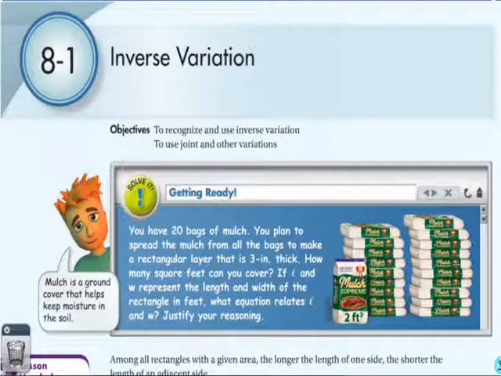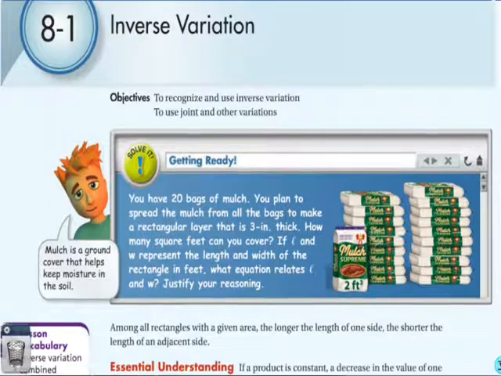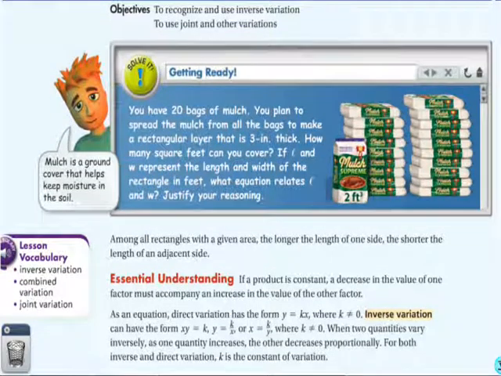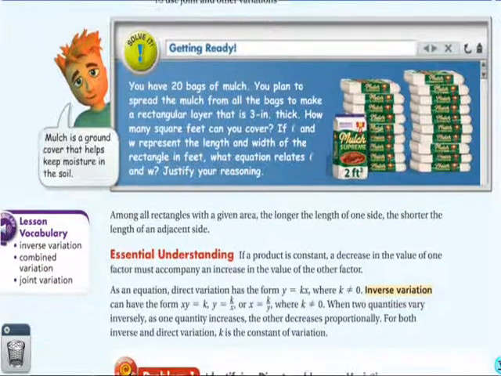All right, guys, welcome to Chapter 8. In Chapter 8, we're going to talk about rational functions, and the first of those we're going to look at is inverse variation. We've worked with direct variation, if you remember back to earlier this year, and also in Algebra 1. Inverse variation goes along with that, it's just a little bit different, okay?